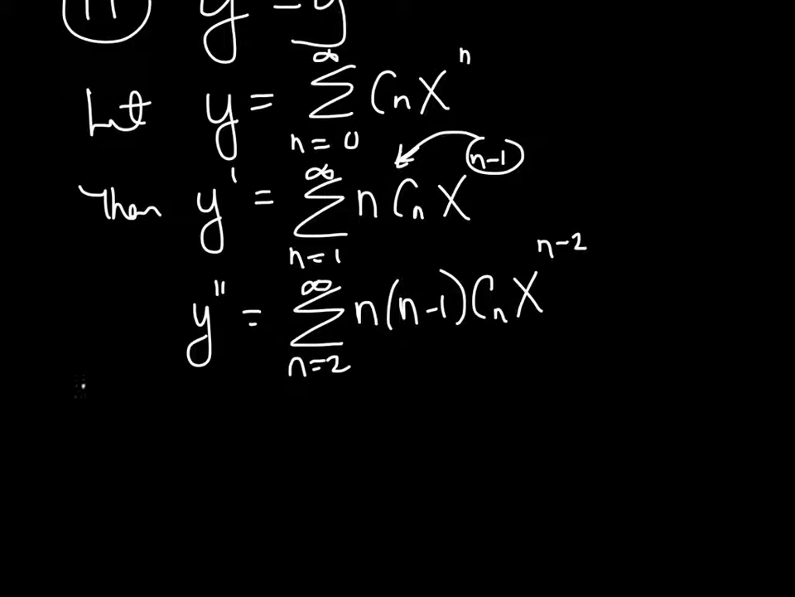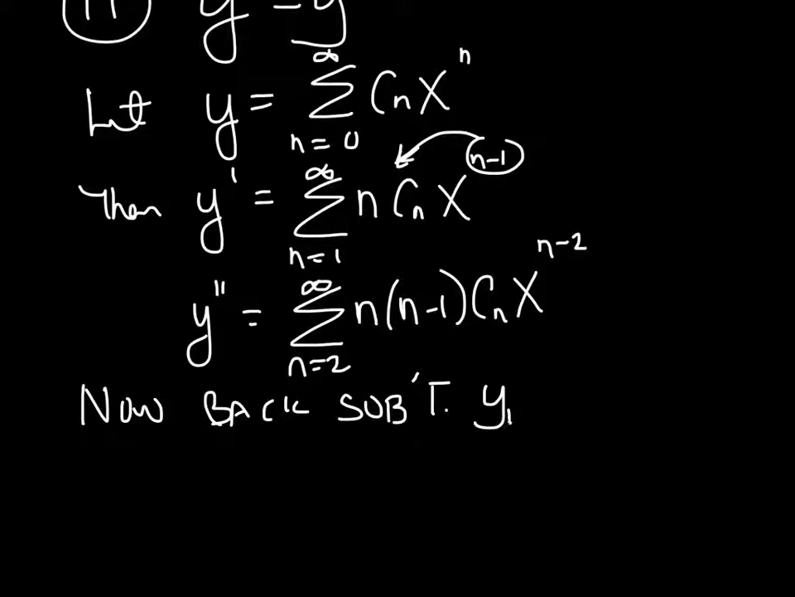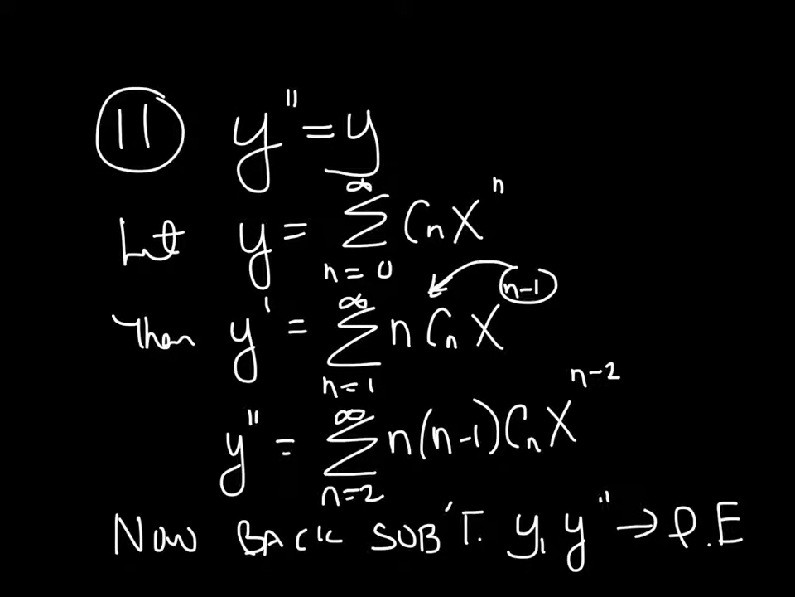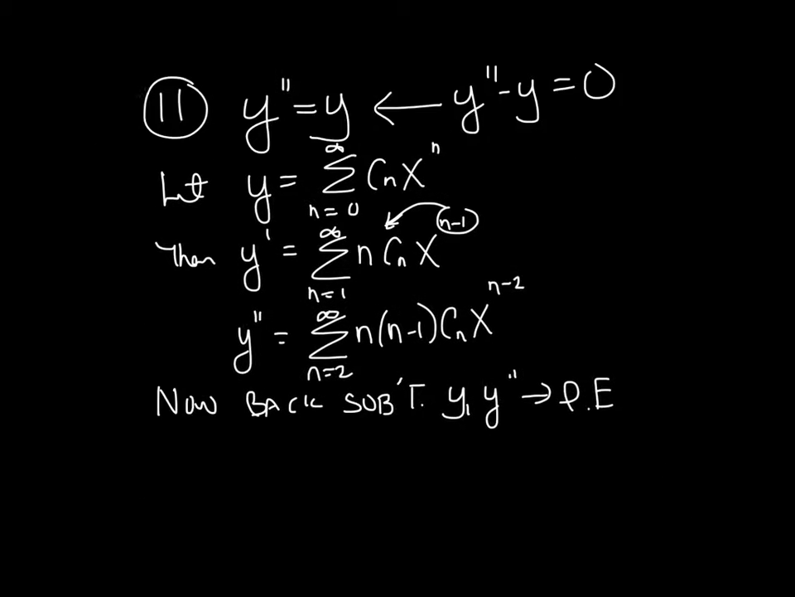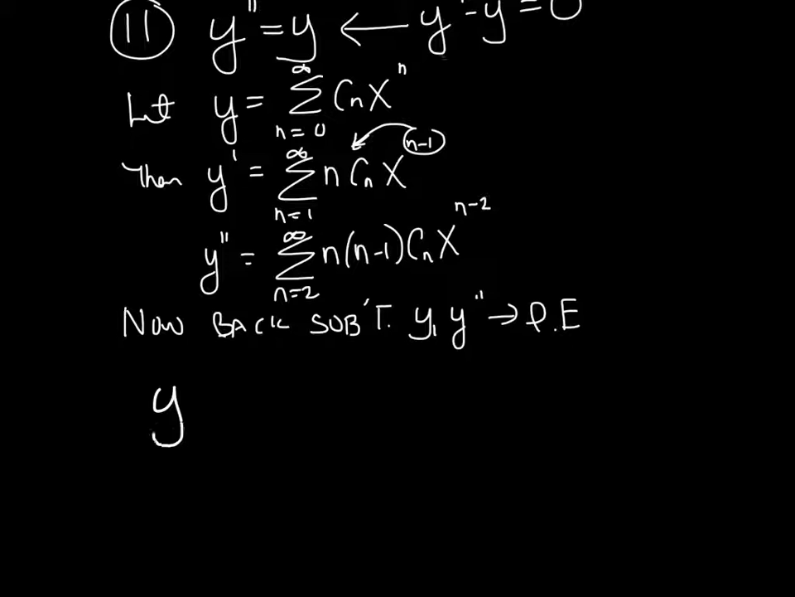So now let's back substitute. Actually, we're only going to need y double prime back into our differential equation, because there's no y prime. I'm actually going to rewrite this. We can just subtract y, because we want to use the identity principle eventually, so I know I'm going to set it equal to 0. So let me just write that down: y double prime minus y equals 0.